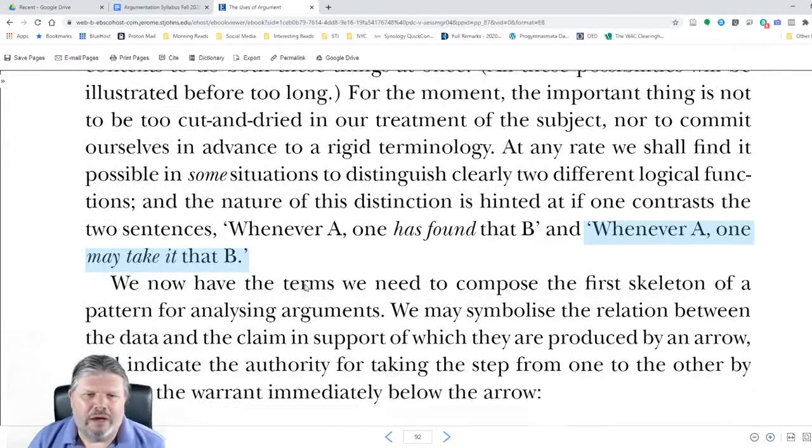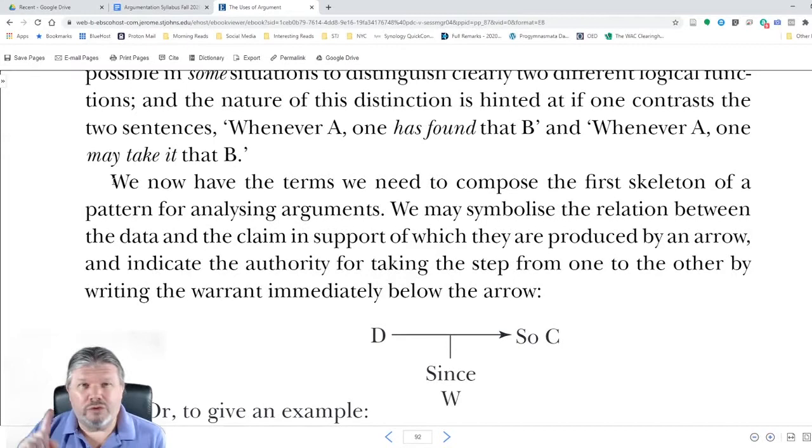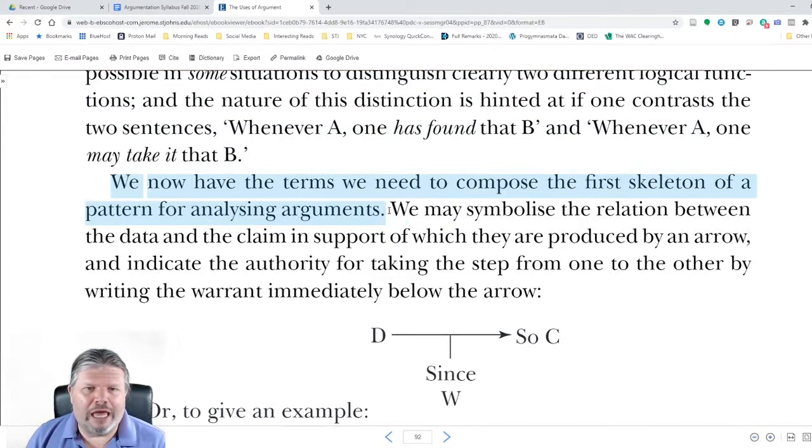Now, here's the line that people forget. All you people out there watching this who might just be interested in debate or argumentation. Here's where you screw up when you teach this stuff. We now have the terms we need to compose the first skeleton of a pattern for analyzing... wait, what? For analyzing arguments. Yes, analyzing arguments. Not creating them. Not determining if they are arguments or not, but analyzing them.